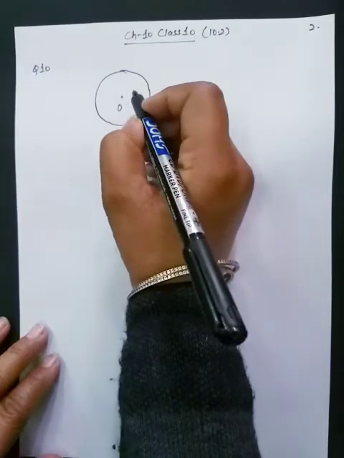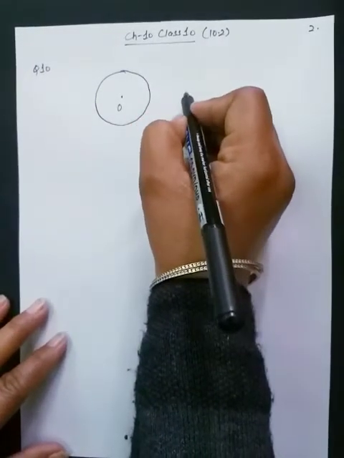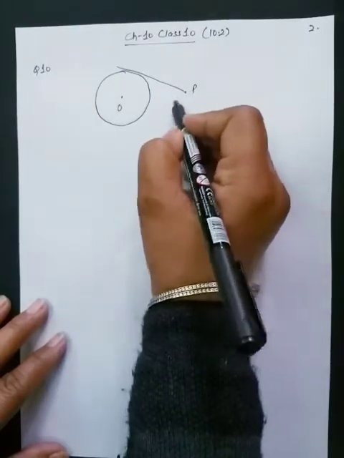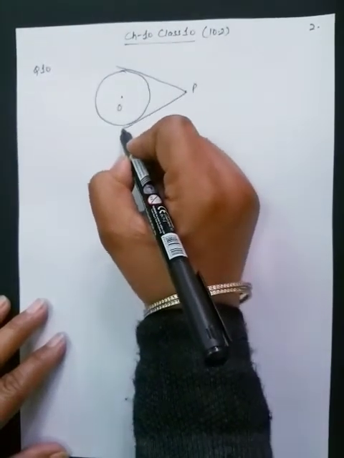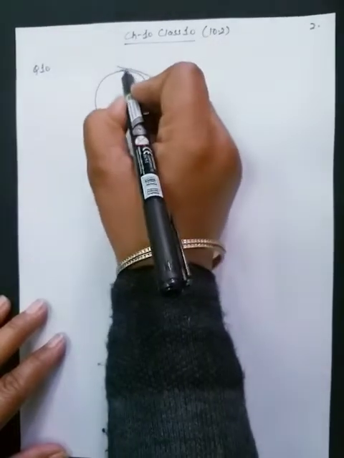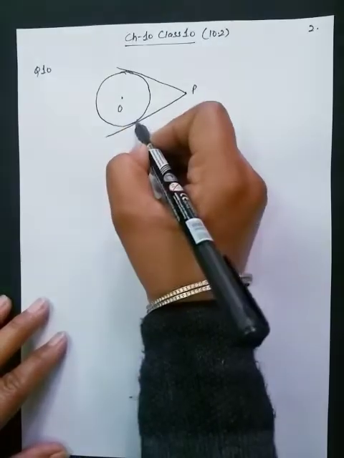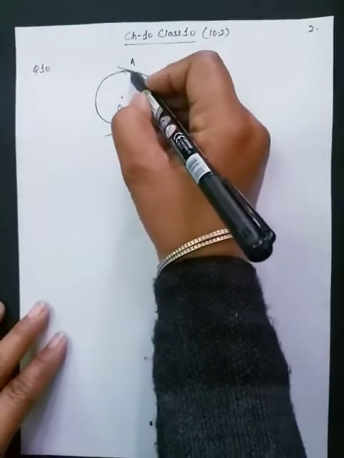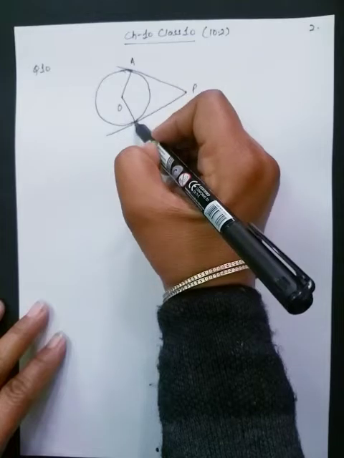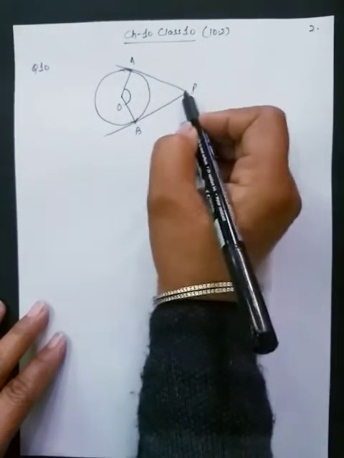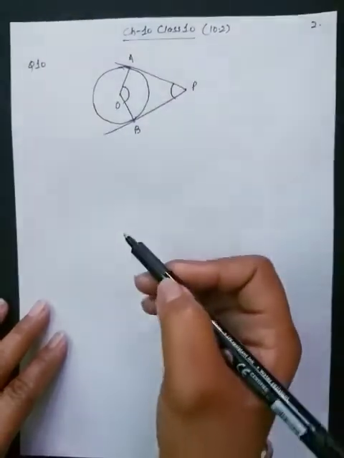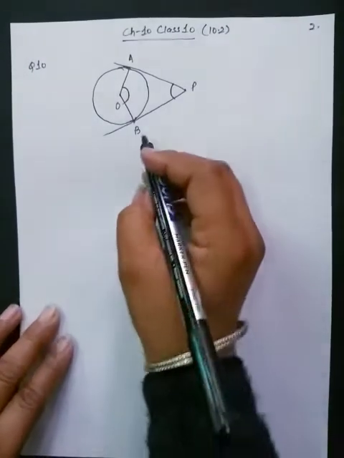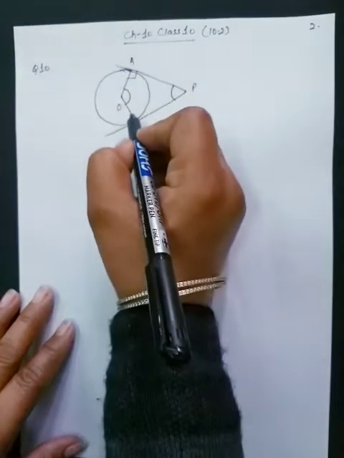This is the center of the circle, and here point P is an external point, and two tangents are drawn to the given circle through P, and both tangents touch the circle at points A and B. And in this question we have to prove that angle AOB plus angle APB is equal to 180 degrees. Very simple question.